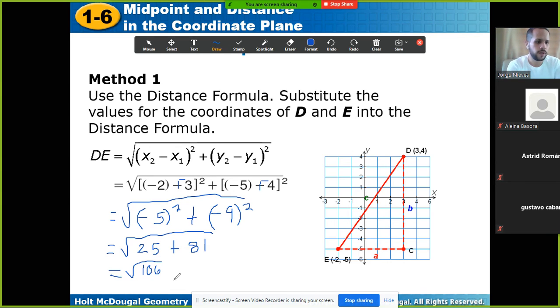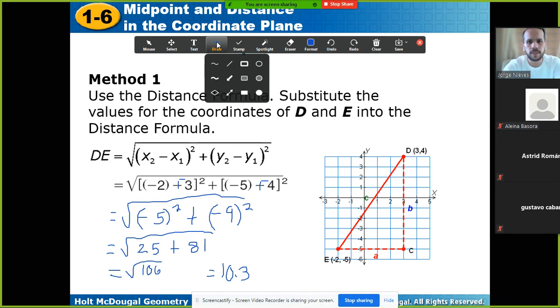So when we apply the square root, you can do that on your calculator. The square root of 106 is going to be 10.3. So we have it. Pregunta. That's how we do it. That's the same thing we saw a couple of minutes ago. We just substitute every value in the distance formula. Any questions about this?